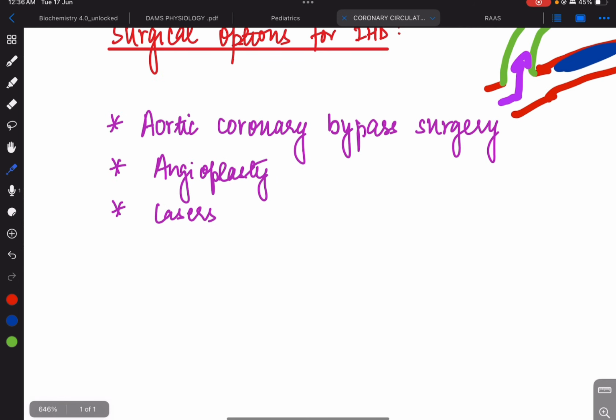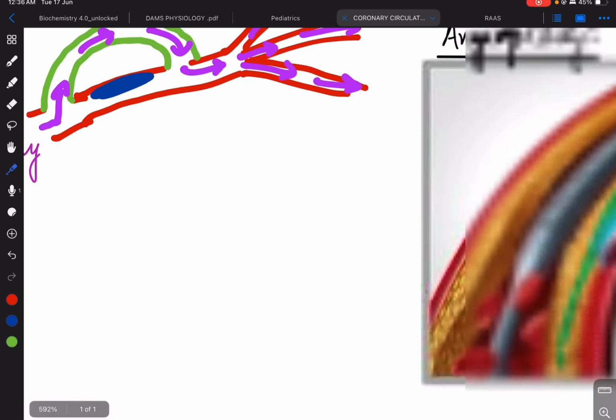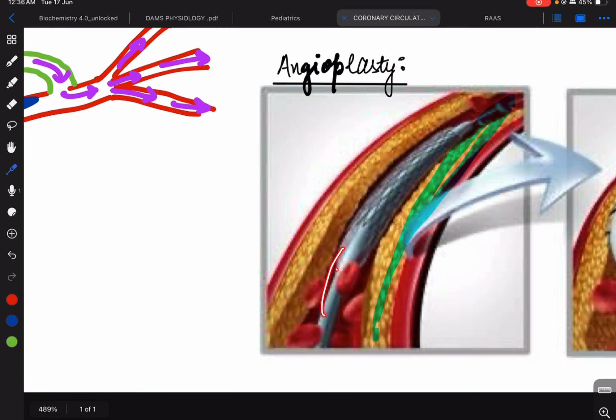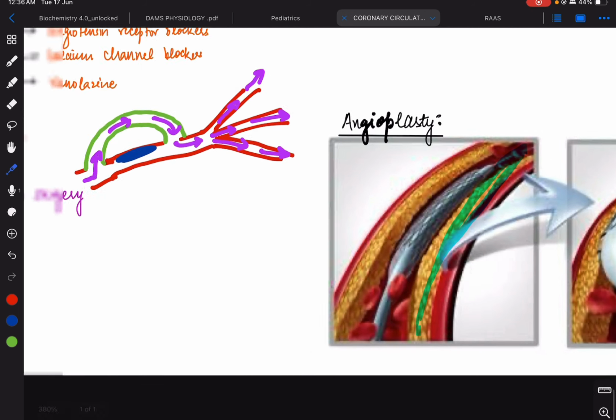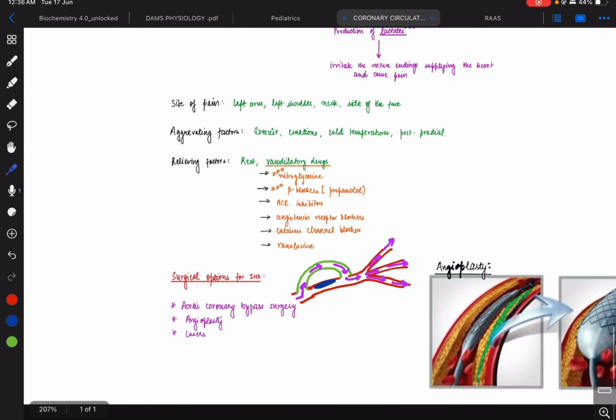And the last option that we have is lasers. Basically, this is a very new option, and what it does is that lasers are also introduced in the form of a catheter within the vessel, and then they destroy the plaque within the vessel without destroying the other tissue. This is a very new technology and not being used very frequently these days. Maybe it will be more frequent in the coming years. So yeah, this is one of the options to treat IHD, and this is all about coronary circulation.